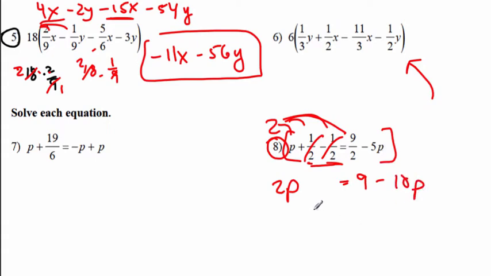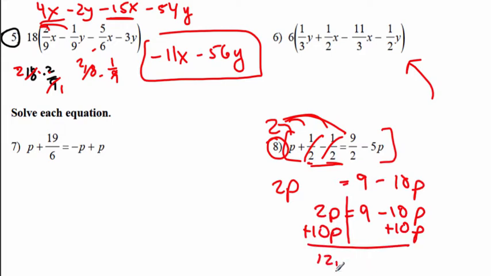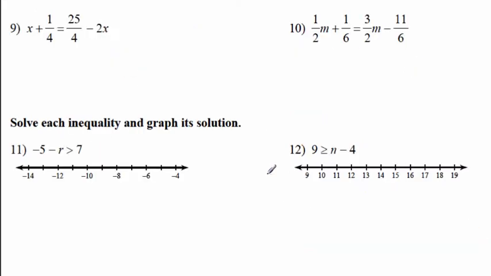All right. So I'm going to write this a little more conventionally here. 2p equals 9 minus 10p. So I'm going to get all the variables on one side. I'm going to add 10p to each side. Plus 10p. We're going to get 12p equals 9. Oh my goodness, p is going to equal 9 over 12. I can reduce that. That's 3/4. That's going to be my answer for that. Okay, so that's number 8.